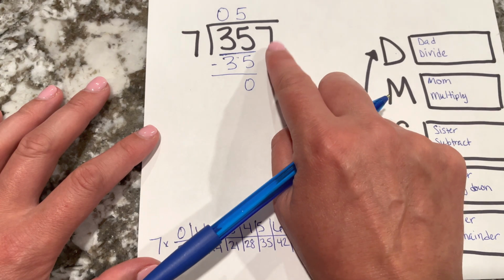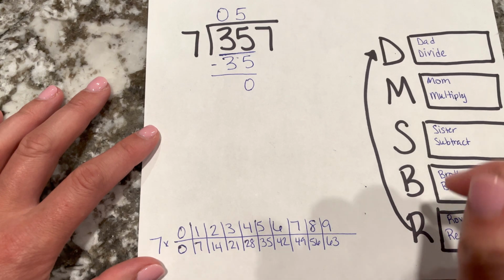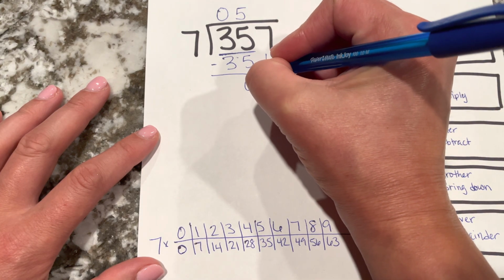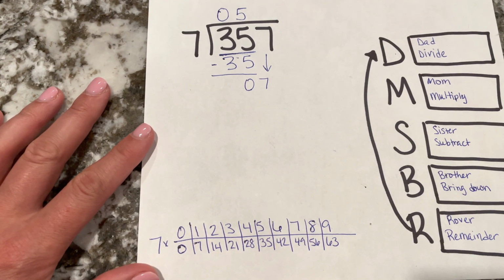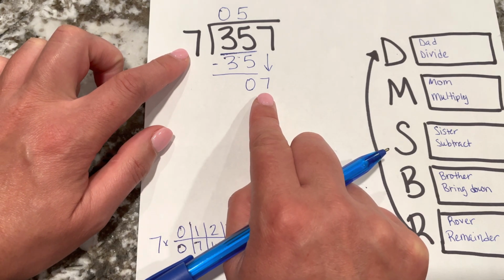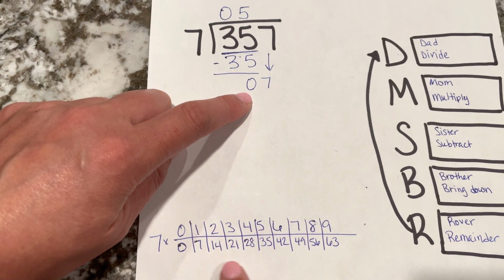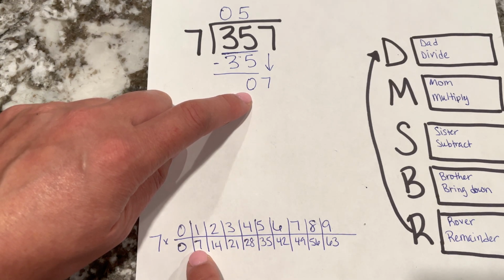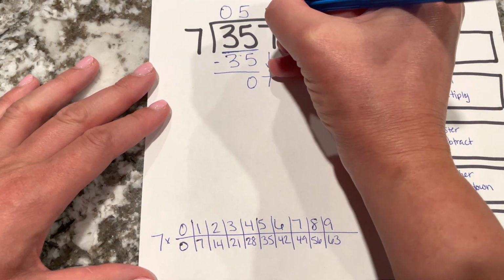And we are not done because I still have a number here. So I'm going to do brother, bring down. I'm going to bring this 7 just down next to the 0. And now I'm taking 7 divided by 7, okay? 7 divided by 7, you're going to look for right here, this number on your top bottom chart, 7 right here. 7 goes into 7 one time. So you're going to write the 1 above the 7.